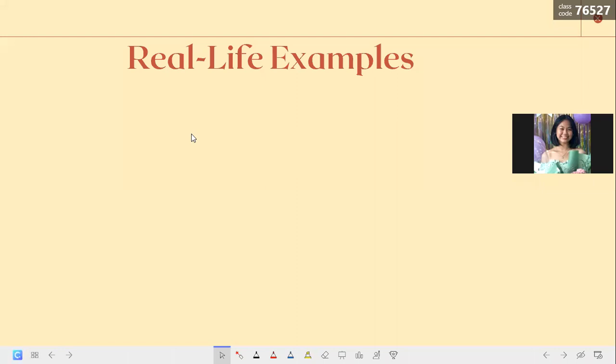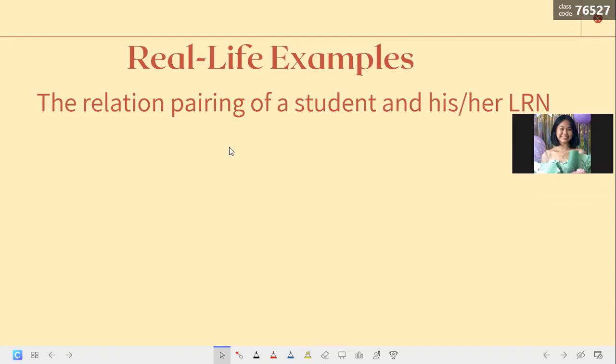Let's have the next slide. So for the real life examples, just press thumbs up. May thumbs up emoji ba kayo dyan sa inyong ano? And then thumbs down if it is not a real life example. And the relation pairing of a student and his or her LRN. Is this a real life example of a one-to-one function? Thumbs up or thumbs down?